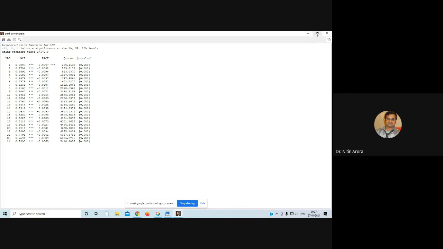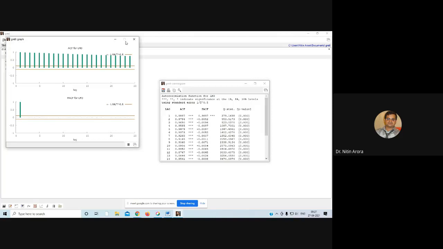If we have to see the correlogram, this correlogram is available.